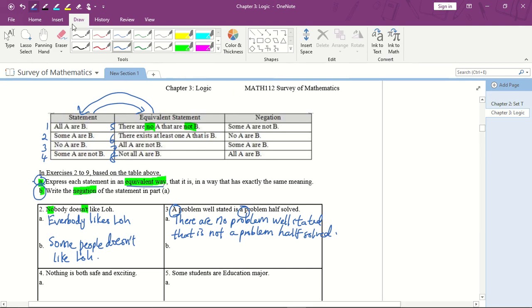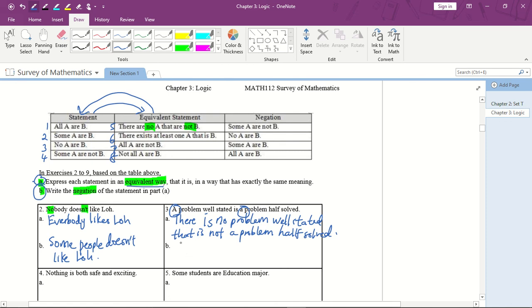Okay, so it's kind of tricky and interesting, but once you write it down, you figure out that, yeah, there's a similarity, there's an equivalent statement. Okay, and now we continue. B, of course, is here. Some A are not B.